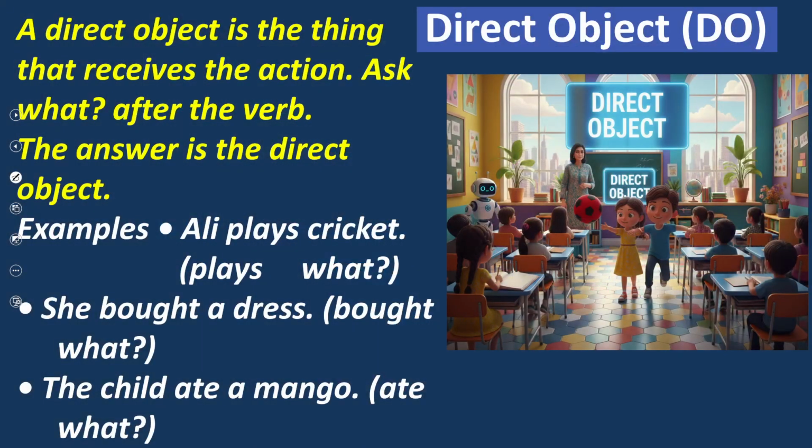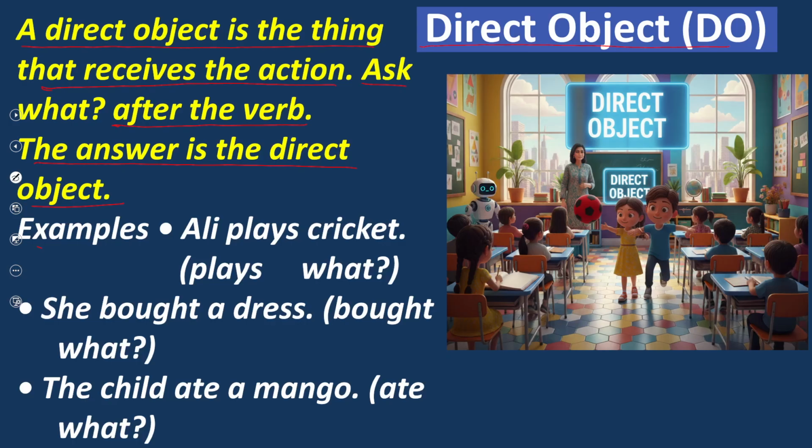Now, we have reached the object. There are two types of object. The first one is the direct object. A direct object is the thing that receives the action. It is very clear, a thing or person who receives the action is called the object or the receiver. Ask what after the verb? Yes, the answer is the direct object.